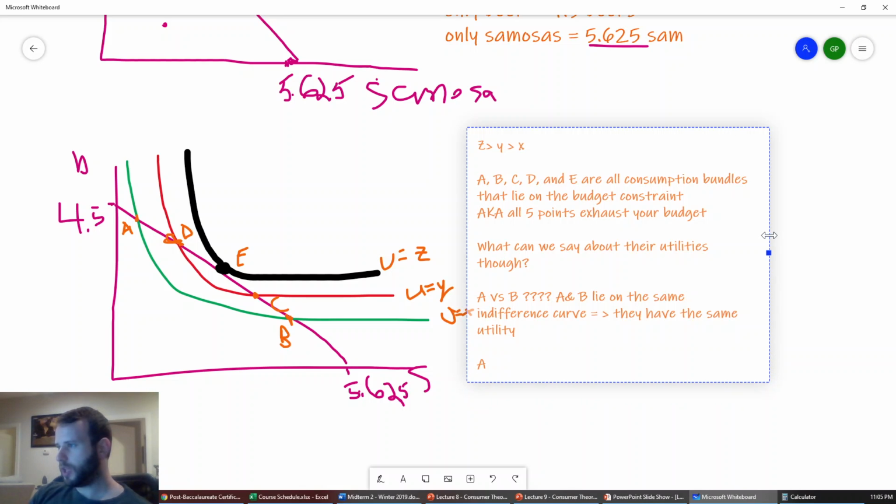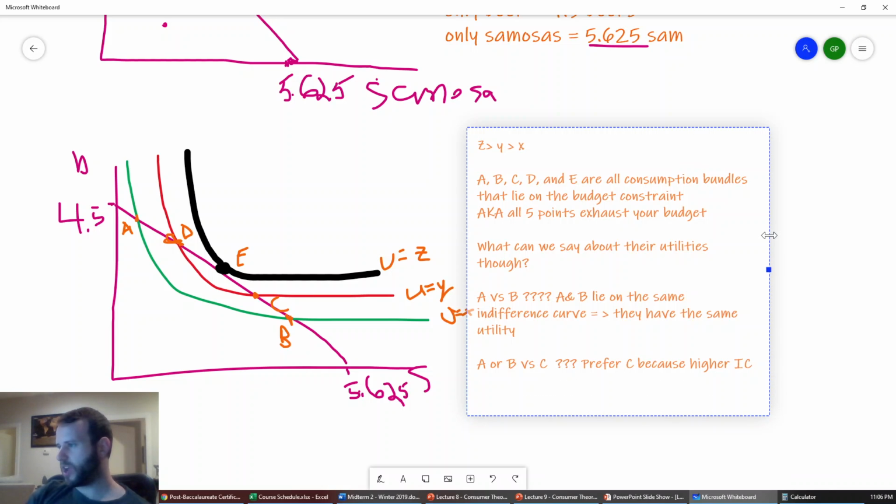What about A or B versus C? Which do you prefer? Well, you should prefer C because it's on a higher indifference curve. I'm going to use IC for indifference curve. So you prefer C to both A and B. What about C versus D? You don't care between C and D. C and D are on the same indifference curve.